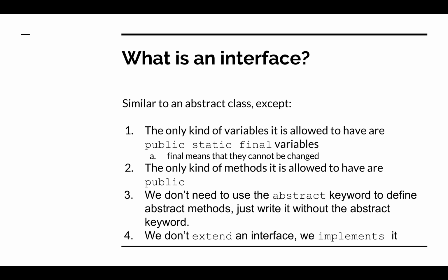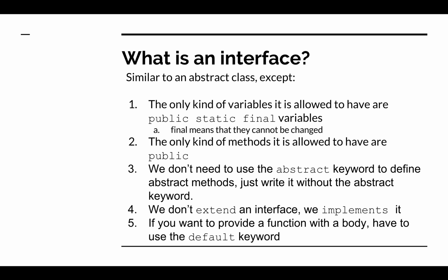Okay. We don't extend an interface, we implement it. So this is the keyword we use. For abstract classes, we say square extends shape. But for interfaces, we say implements. Also, the example of list that I've been giving all this while, I think list is an interface, not an abstract class. So I've just been using them interchangeably. But list, I think, is an interface. Don't quote me, but I think so. Okay?